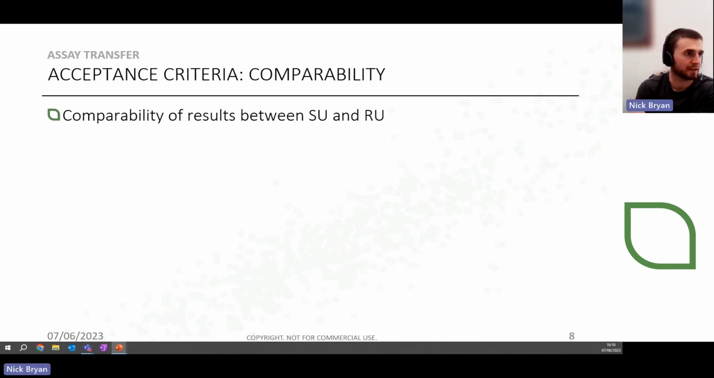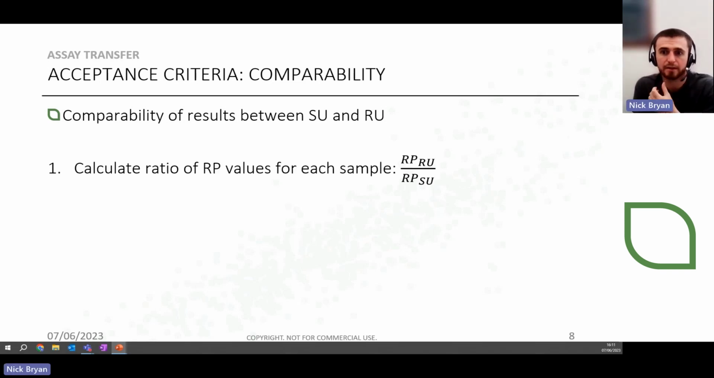So in terms of setting an acceptance criteria on comparability, when we're looking at the reportable results at both the sending unit and the receiving unit, we would consider something like this, where we'd have the relative potency at the receiving unit and the relative potency at the sending unit for a given sample, the same sample, in fact, or same batch of sample.